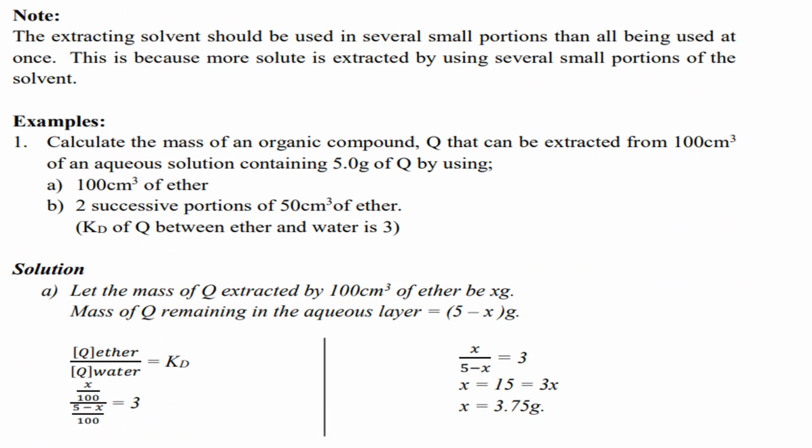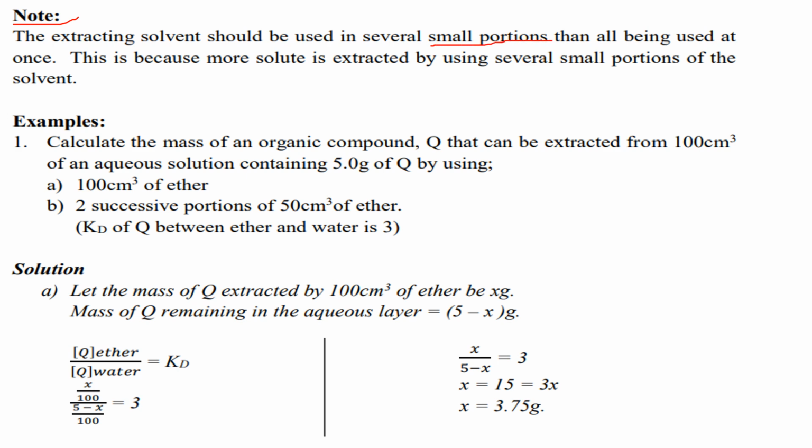Now here we are saying that note, and what are we noting? We are saying that the extracting solvent should be used in several small portions. Now remember, I told you that for solvent extraction it's a partial removal. So how can we best remove our solid? This is the note explanation. So we are saying that the extracting solvent should be used in several small proportions.